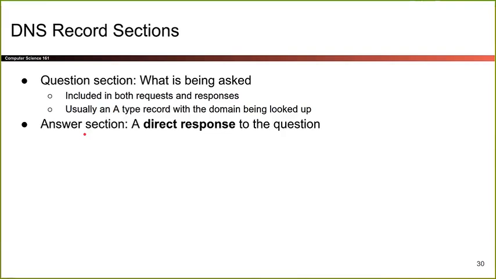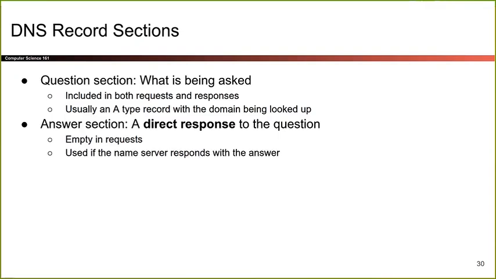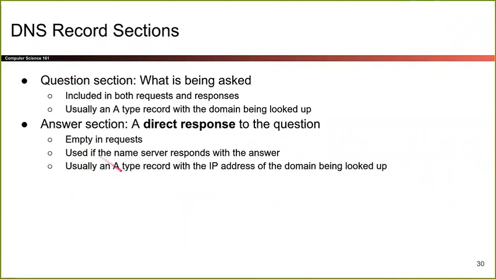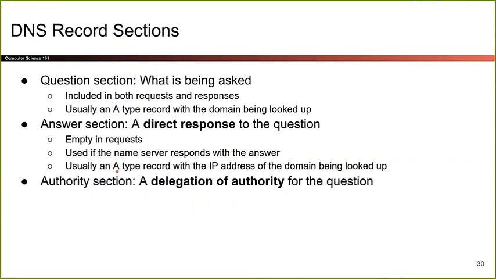The answer section is, as you might expect, used for direct answers. So if someone knows the answer, they're going to put it in the answer section. And that's a very easy way for you to look and see if you got the answer. If the answer section is blank, you got no answer, and you have to keep looking. If the answer section has a record, hooray, you have the answer, and you're done. In requests, these are empty because when you're requesting something, you don't have the answer yet. So as you might expect, they're empty at that point. And then if the name server does know the answer, they'll fill the answer section for you. And this usually is an A-type record. Why? Because A is for answer.